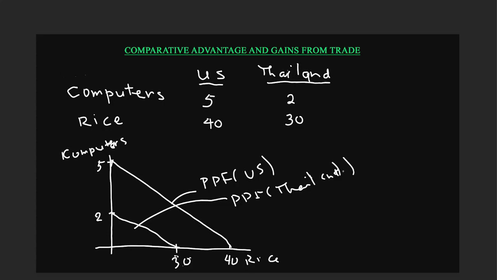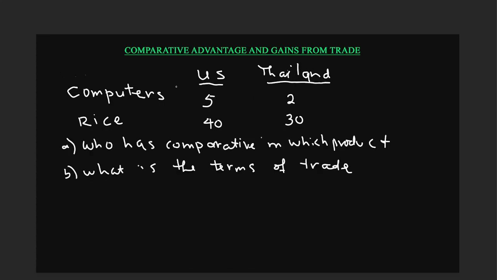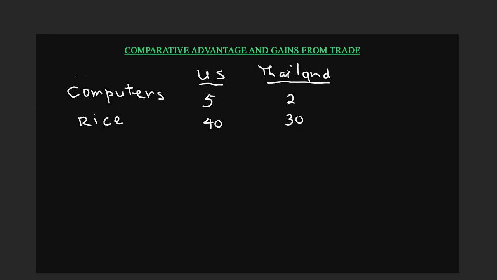All right, so to be able to find who has a comparative advantage, we need to be able to calculate the opportunity cost. Okay, so let's do that. First, let's calculate the opportunity cost for the United States. Let's just call opportunity cost OP. So for the US, what is the opportunity cost of producing rice?